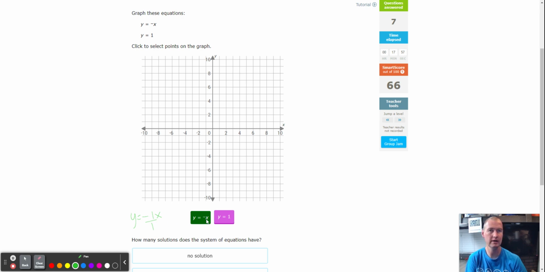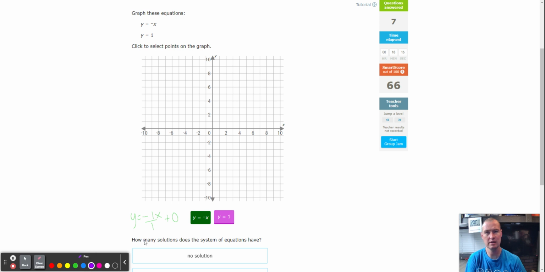Now, notice the y-intercept is missing. So the y-intercept is 0. So our left equation with the green is y equals negative 1 over 1, because negative x means there's 1x there the whole time. They just put the number there. Plus 0 because there's no y-intercept.